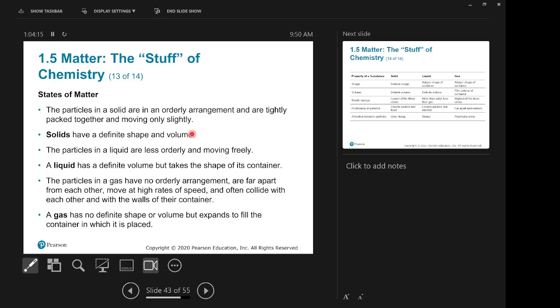Whereas the solid would not expand to fill that container, would it? It stays solid. The particles in a gas have no orderly arrangement. They're far apart from each other, so they interact very little. They're typically moving very fast past each other, so again, they don't have a lot of time to interact. And so they're often going to collide with each other and the walls of the container, and so they will fully fill a container. It has no definite shape or volume, and it'll expand to fill the container in which it's placed.